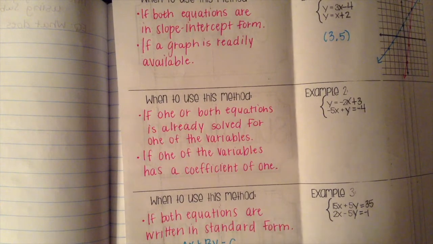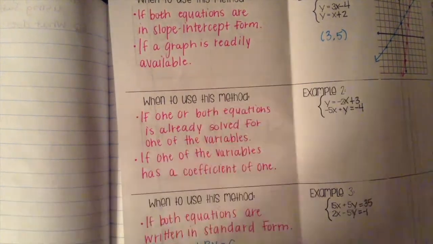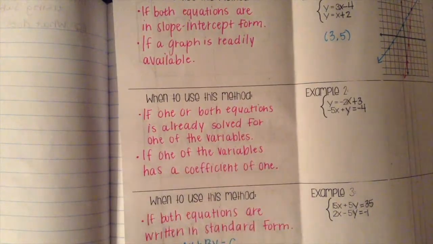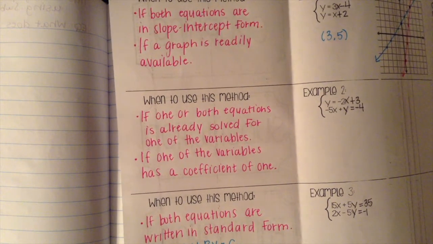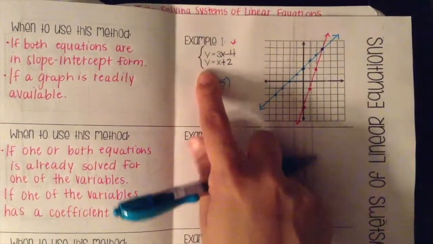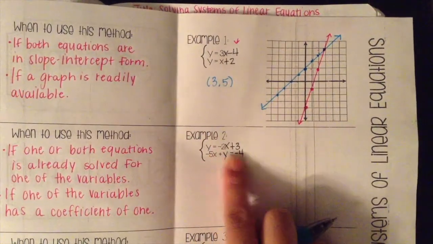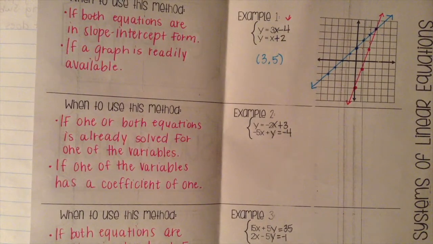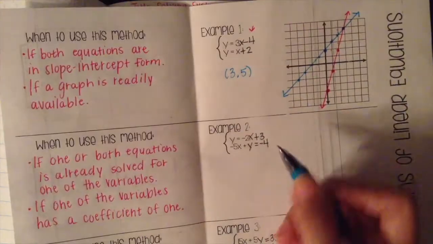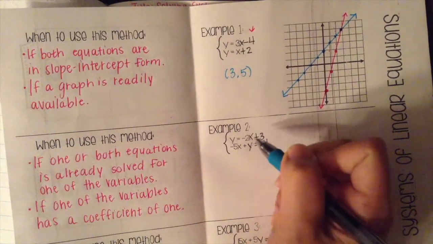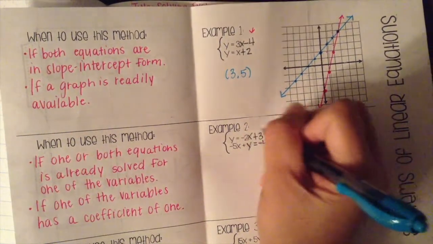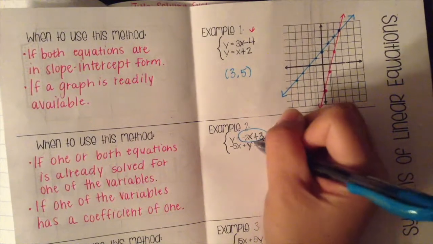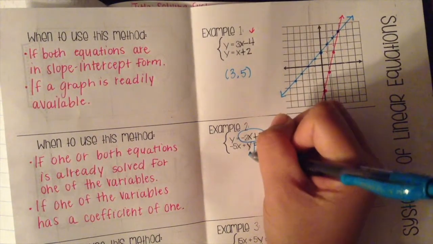Okay, so now I'm on the substitution method, and it says when to use this method: if one or both equations is already solved for one of the variables. So if I look at the difference between here and here, both of these are solved for y, and only one of them is solved for y. Also if one of the variables has a coefficient of 1. So if we look, I can plug this amount in where y is, because y equals -2x plus 3.